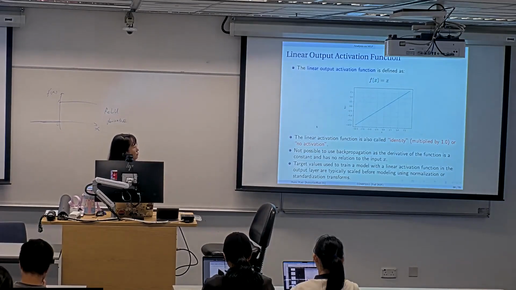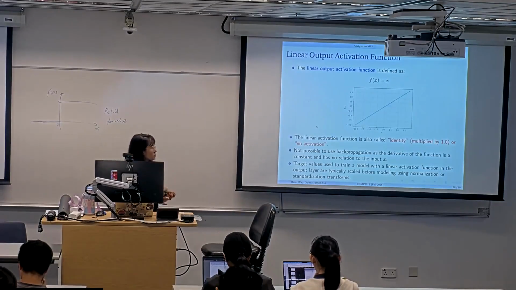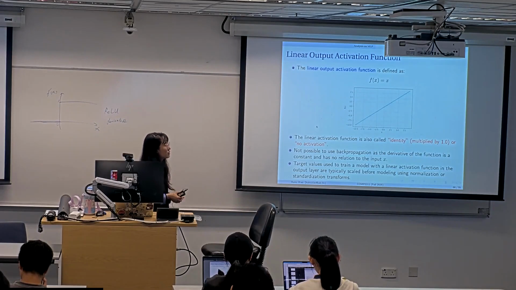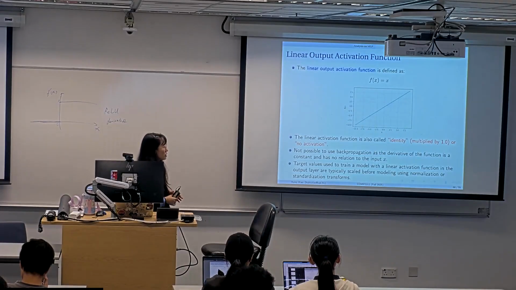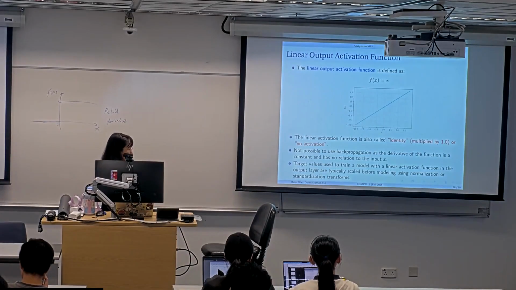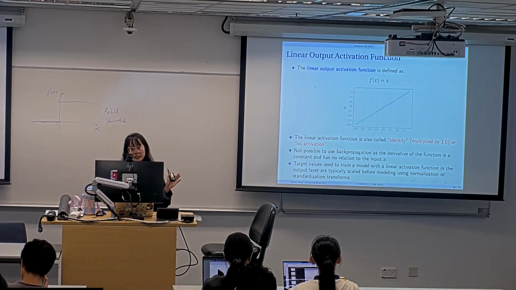Note that if we use the linear activation function, then it's not possible to use backpropagation, as the derivative of this function is a constant. It's always 1, with no relation to the input x. And the target values used to train a model with a linear activation function in the output layer are typically scaled before modeling using normalization or standardization transforms. This is linear. And then what is the use of the linear activation function? Right? It seems no activation at all, and it seems not proper to do backward propagation.